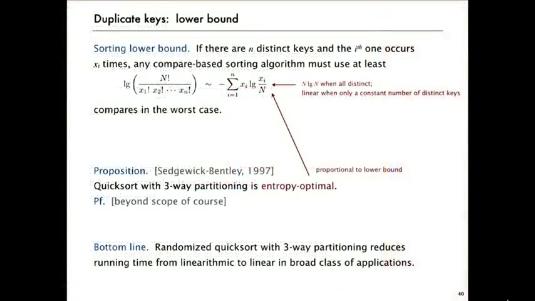And the bottom line is that if you randomize the order and use three-way partitioning, then there's a lot of applications where your sort routine is going to be linear, not n log n. So it'll be much faster than merge sort and other methods for really a broad class of applications. So taking a look at equal keys is something that can lead us to very efficient Quicksort implementations.